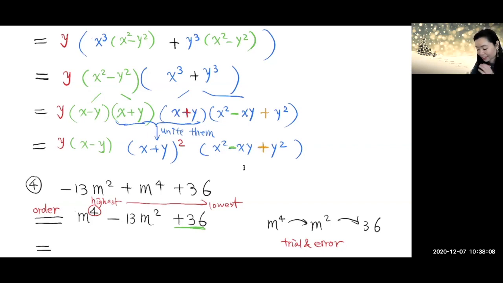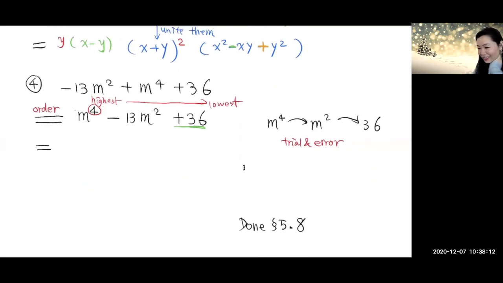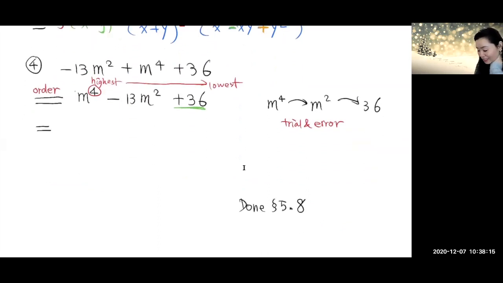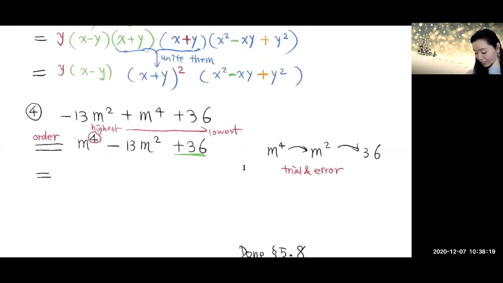Okay, this is indeed the last one. Okay, this one I put it in the order. So m to the 4 first, and then m squared later, and 36 after. So highest to lowest exponent on m. And now there's no GCF, so that's it. And notice that this is m to the 4, m squared, and the last one a number.